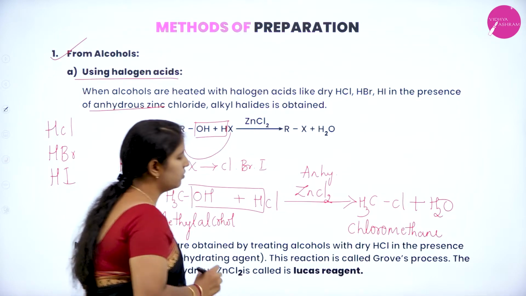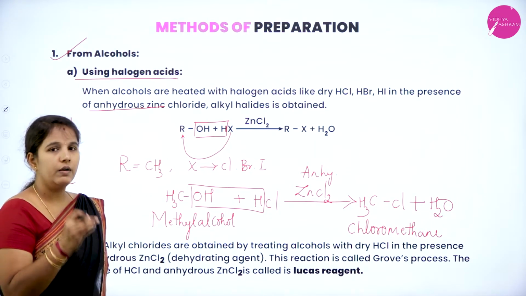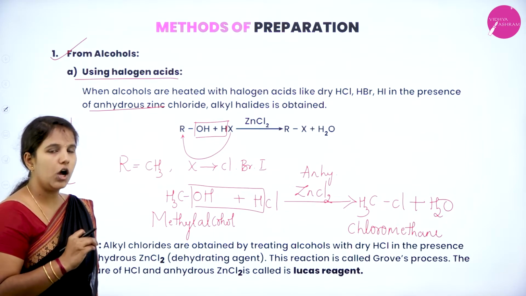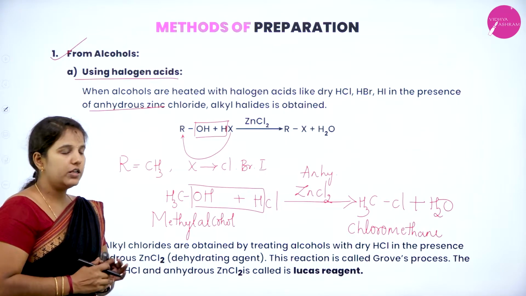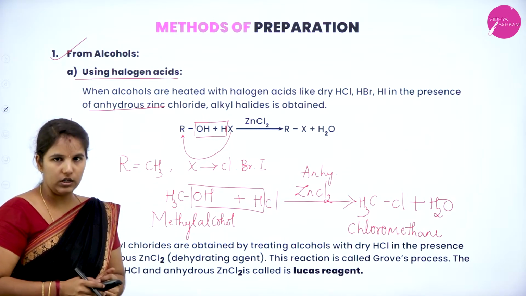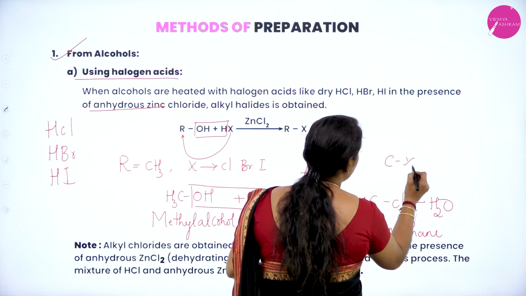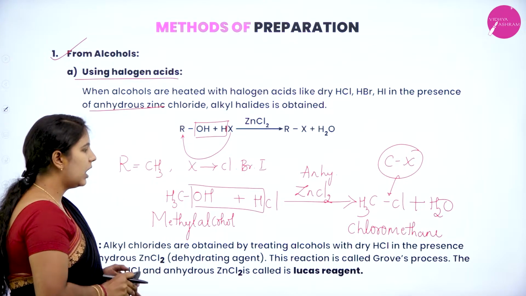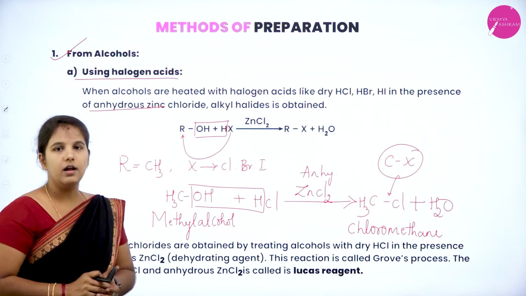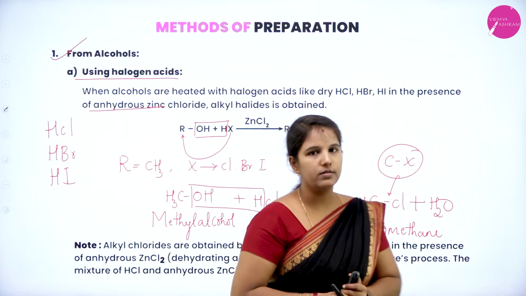It is chloromethane. So this is an end product. Remember, when we are dealing with alcohols and halogen acids, the product should be the haloalkanes, where you can see that a carbon-halogen bond has been formed. So this is how we can prepare the haloalkanes by using the alcohols and also by using what?